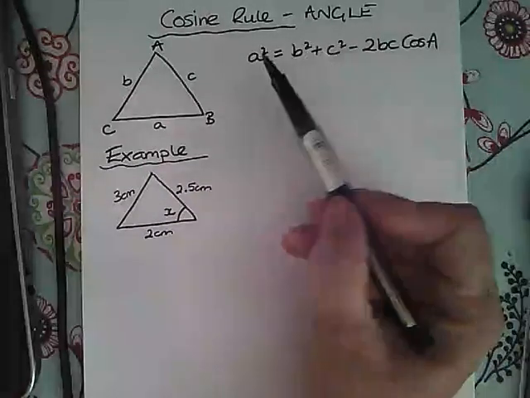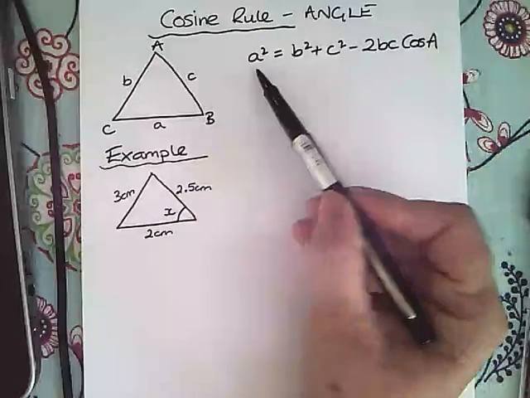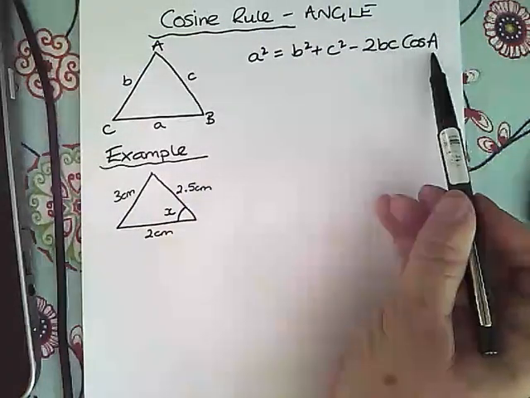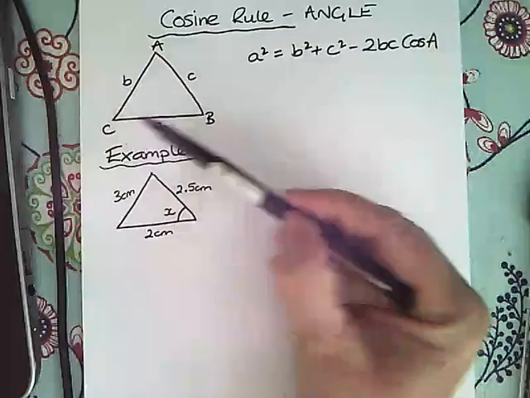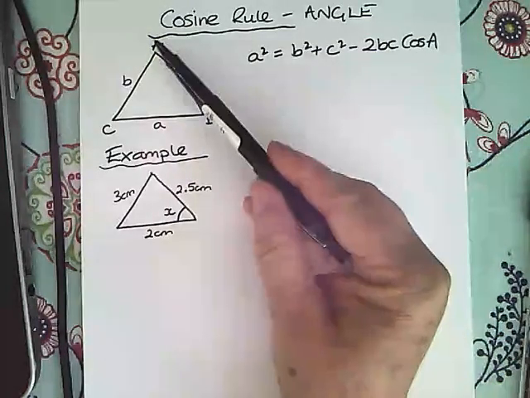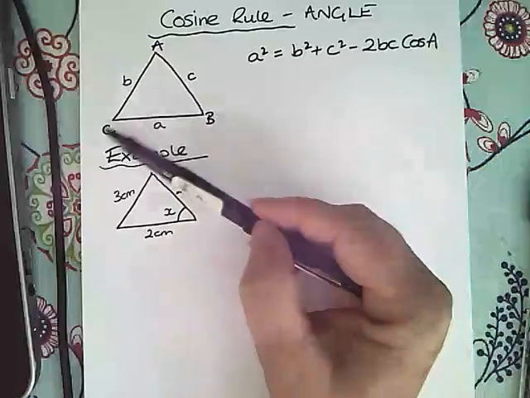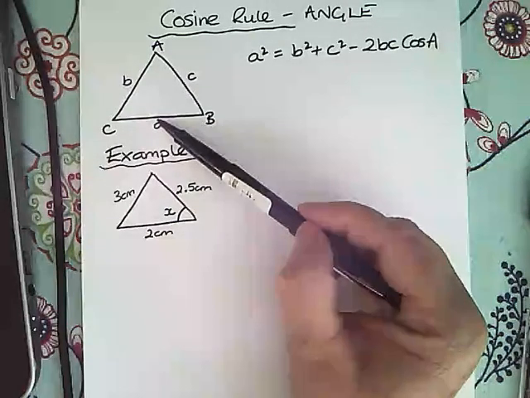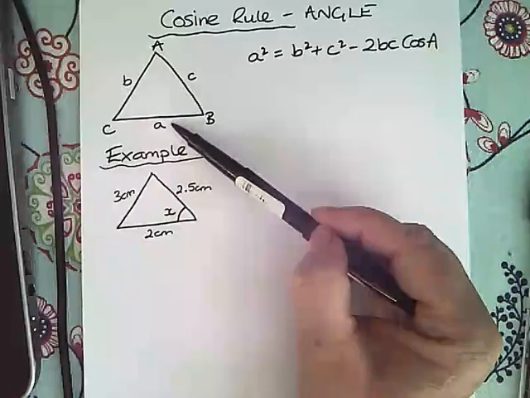Just a reminder that the cosine rule is a squared is equal to b squared plus c squared minus 2bc cos A, and this would be how we might label up our triangle, with a big letter at the vertices of the triangle and then a small letter on the side opposite the particular vertex.